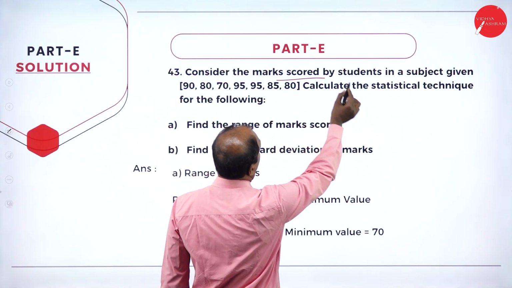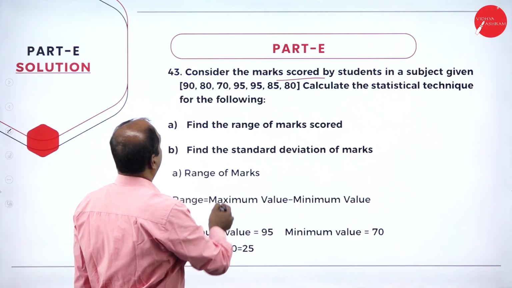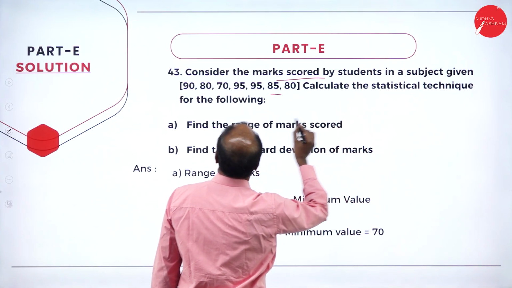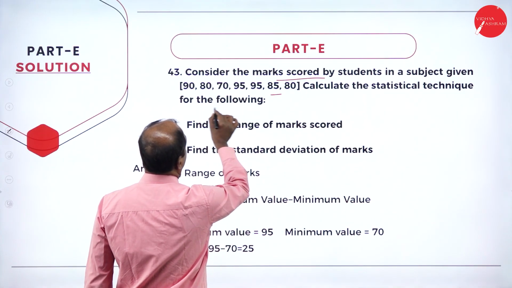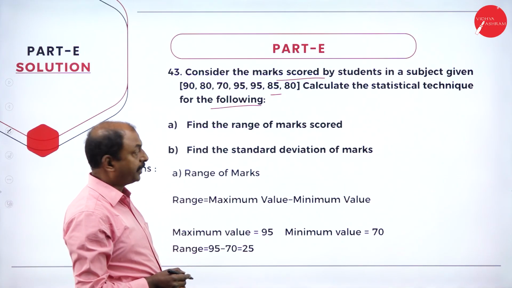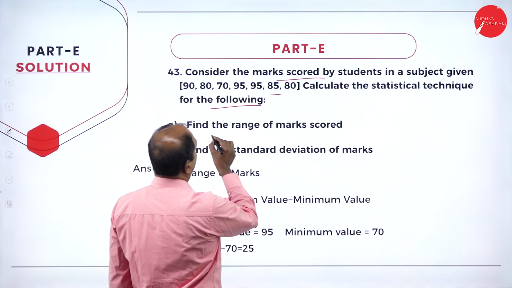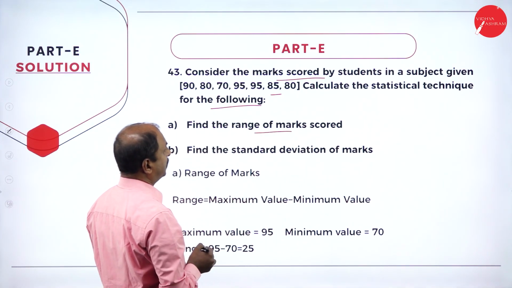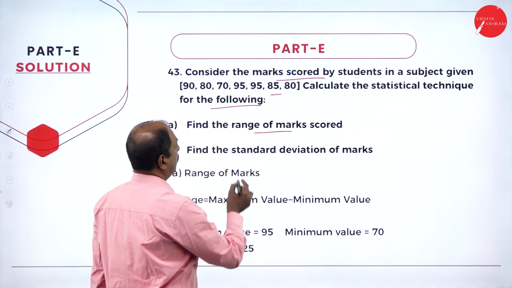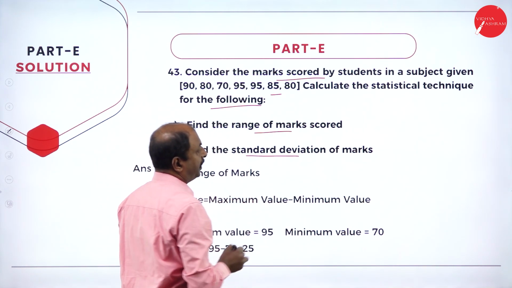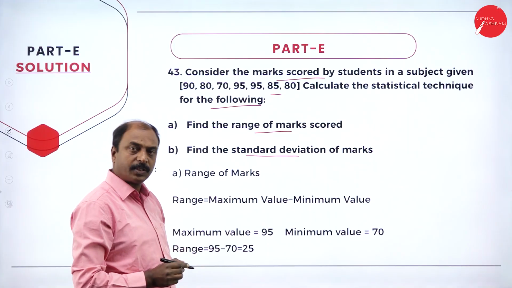Consider the marks scored by students in a subject given. Calculate the statistical technique for the following. We have to find out the statistical technique. First one, find the range of the marks given here, as well as find the standard deviation of the marks given in the question.